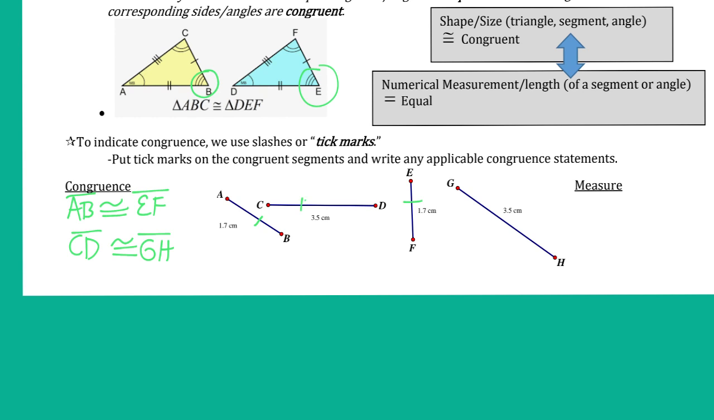Okay, and we could put 2 stripes on those sides. Okay, there you go. So those 2 segments are congruent to each other, and therefore their measures are equal. So if I want to say the length of AB, how do I do it?